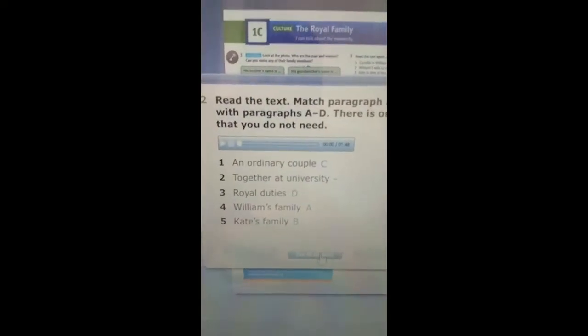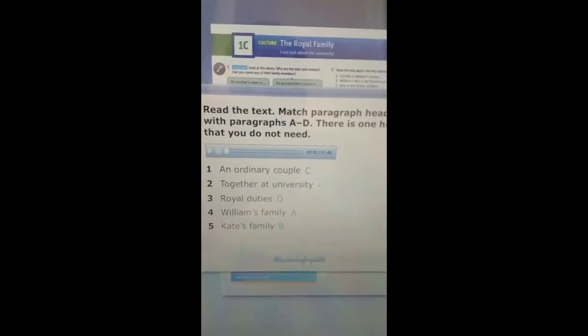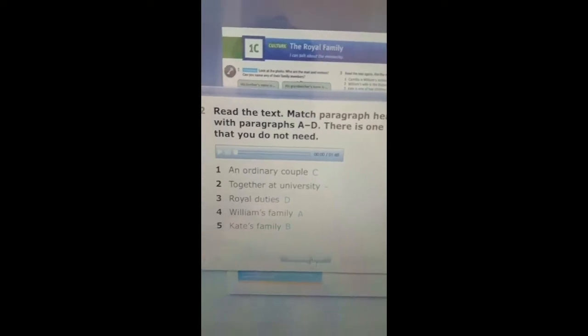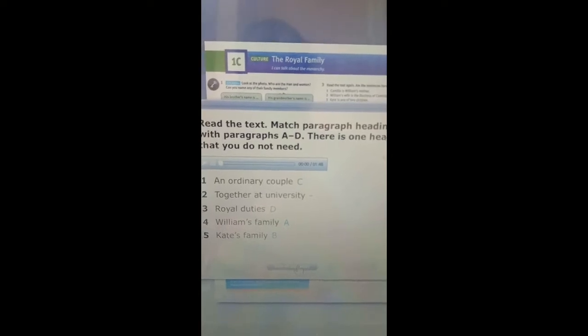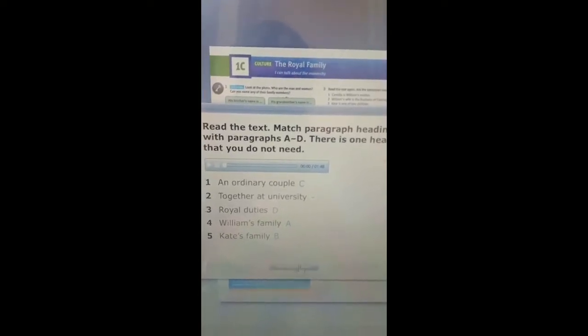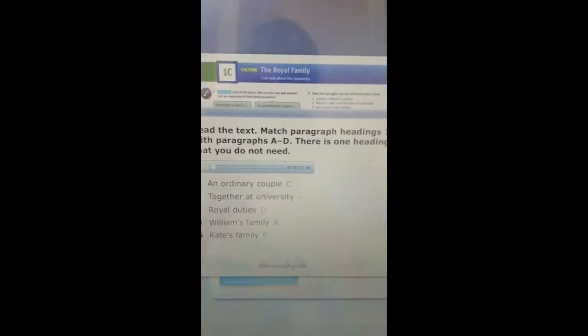Okay, so now we can check the paragraphs, which one was which. Here we have the answers. So an ordinary couple was paragraph C, royal duties were paragraph D, William's family paragraph A, and Kate's family paragraph B. The other, number 2, was not used.